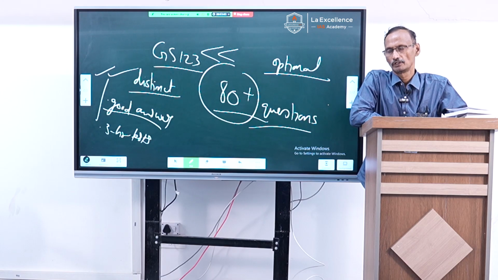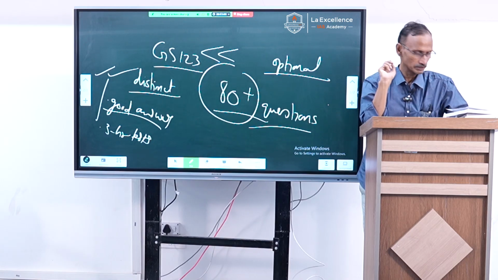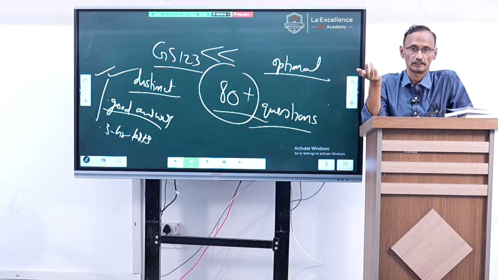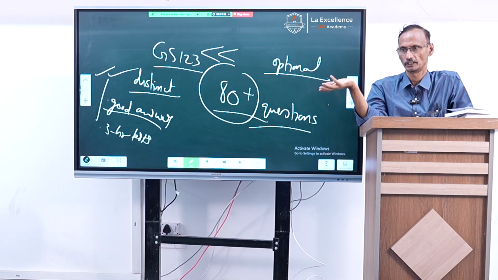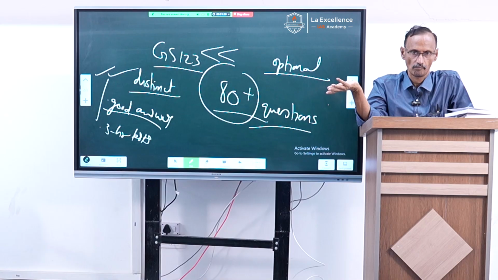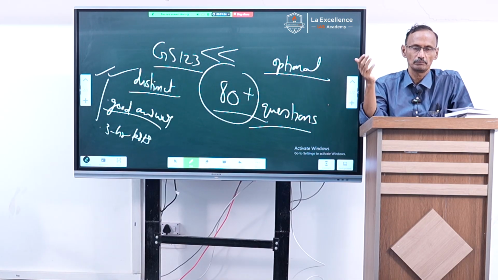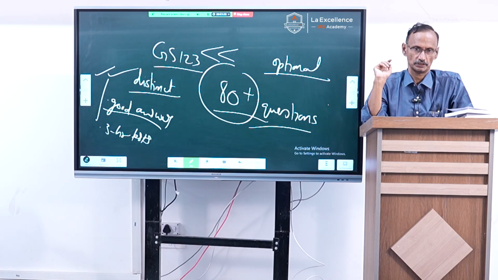Before deciding on an optional, what is very important is not only how good the optional is, but what kind of coaching you have. That is very, very important. Even if it is so scoring, if you don't have proper coaching, then there is no point in taking it. So it depends upon accessibility and availability of coaching. You need to know what the teacher's approach is.